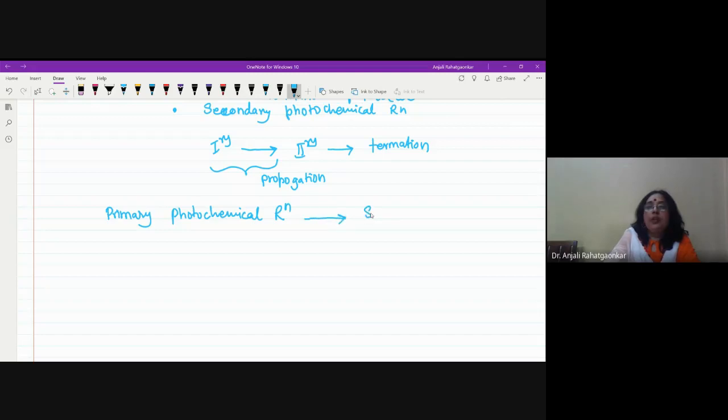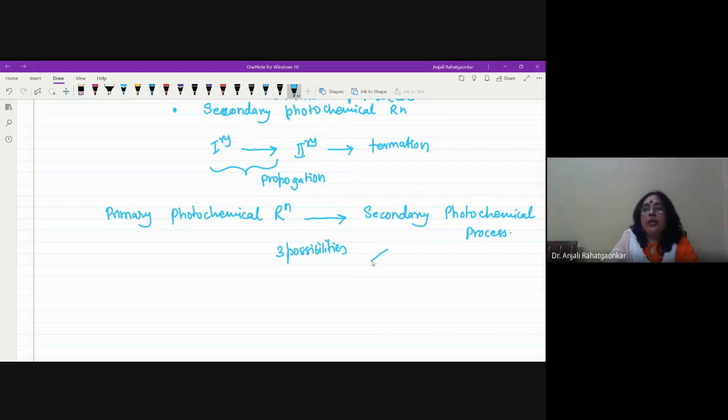after propagation we are getting a secondary photochemical reaction or process. Now there is how the reaction is terminated. Here there are three possibilities.